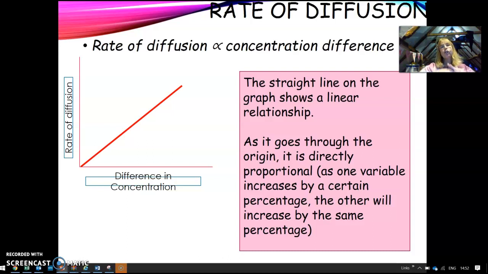So we get this straight line graph, and the diagonal always tells me that it's directly proportional. That's a little light bulb that needs to go off in your head. So the rate of diffusion is directly proportional to the concentration difference. So if one increases, the other increases. If the one decreases, the other one decreases. Nice and simple.